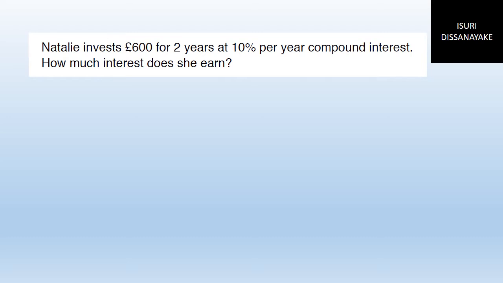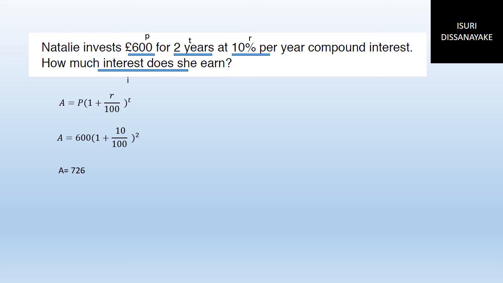Next question. Natalie leaves £600 for 2 years at 10% per year compound interest. Let's extract the values P, T, and R. They're asking how much interest she earns. They're not asking for the total amount, but in this case also it is compound interest. We write the same formula. A equals P (1 plus R over 100) to the power T. By substituting the values, our total amount is 726.